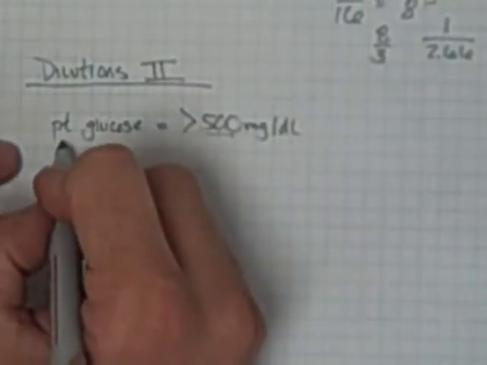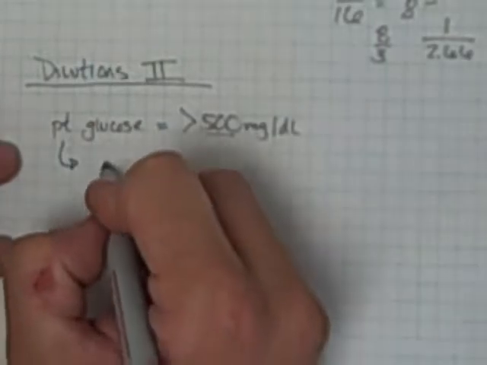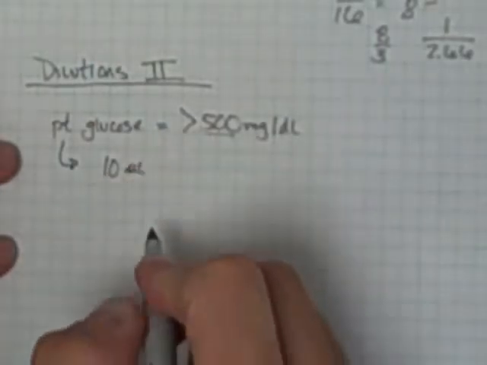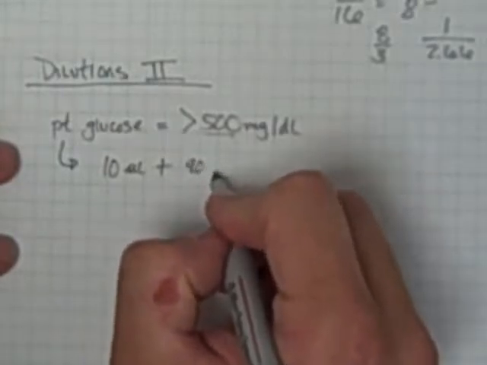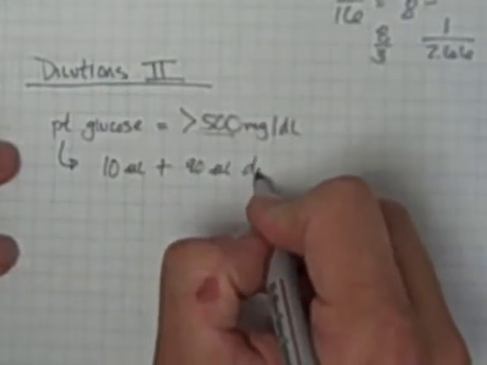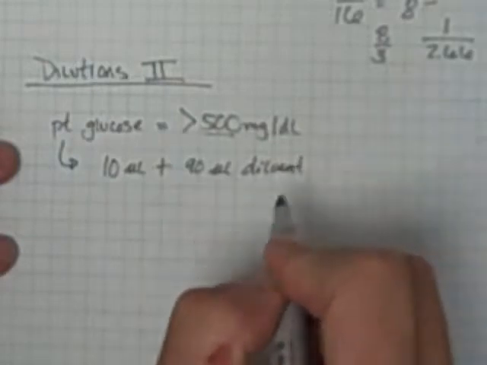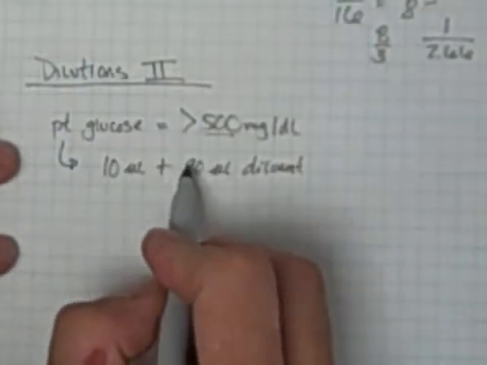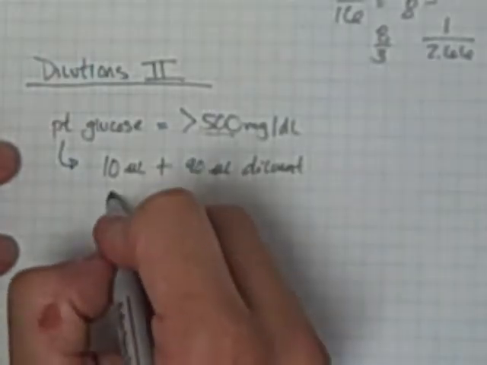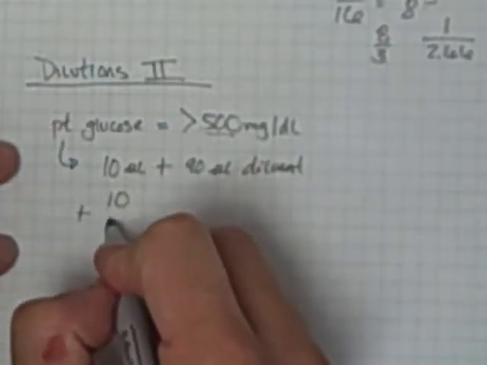So I can go ahead and take my patient, and let's say that I take 10 microliters of patient sample and I add 90 microliters of diluent. A lot of times people look at that and say, oh, that's a 1 to 9 or a 10 to 90 dilution. But remember, I need to add these together.